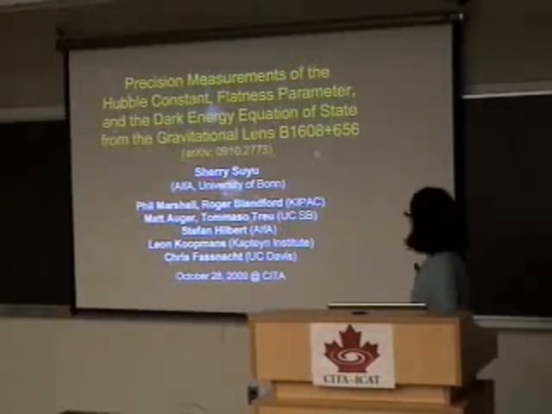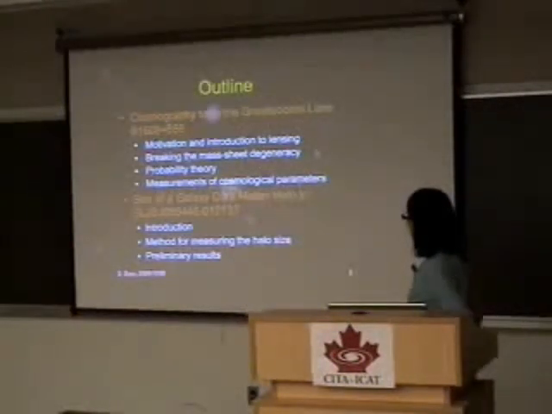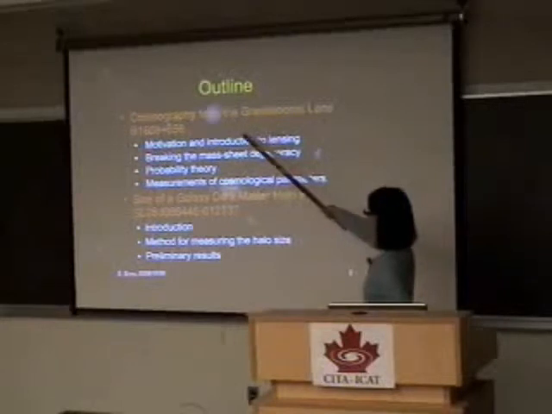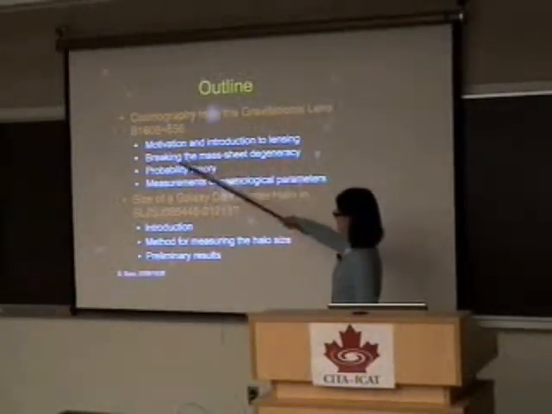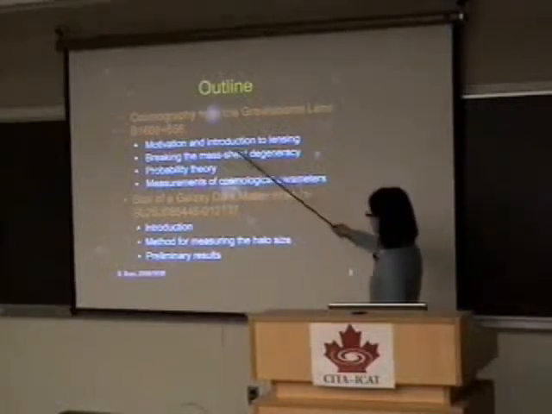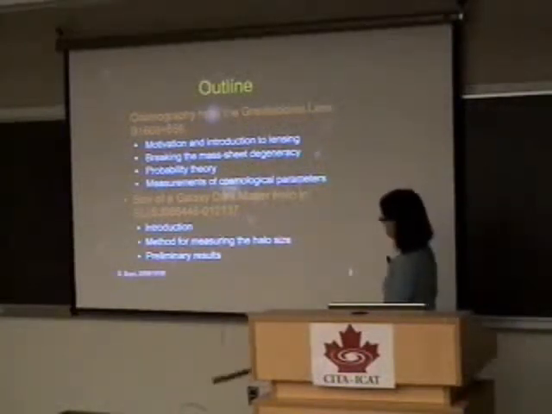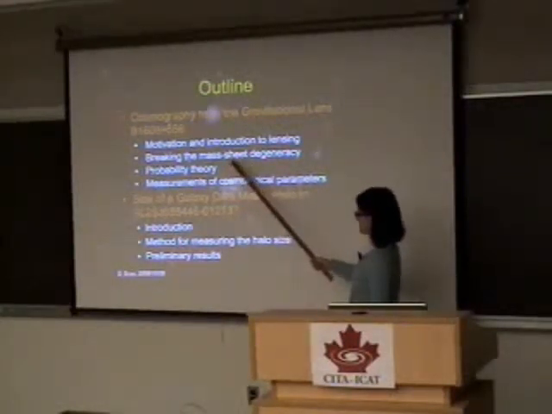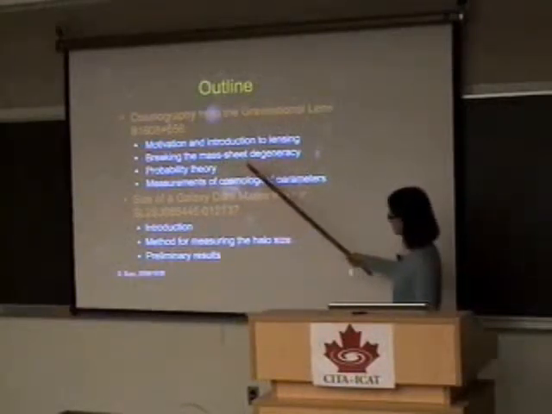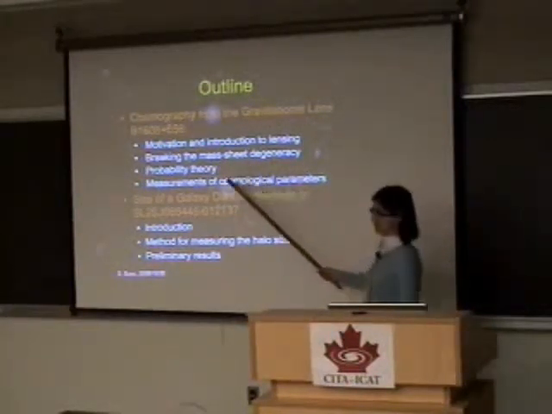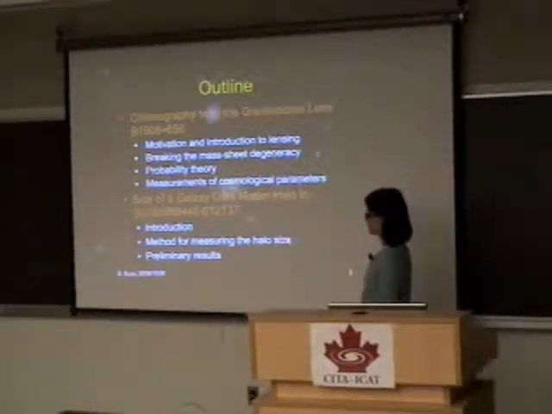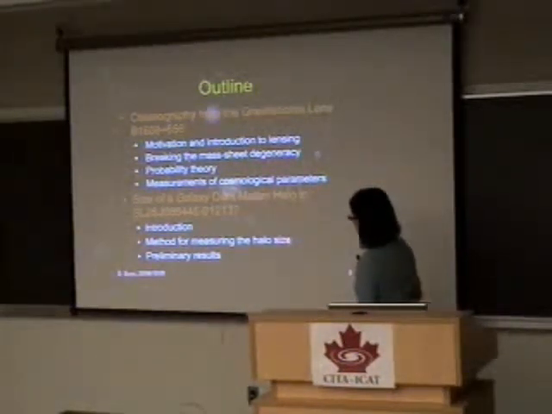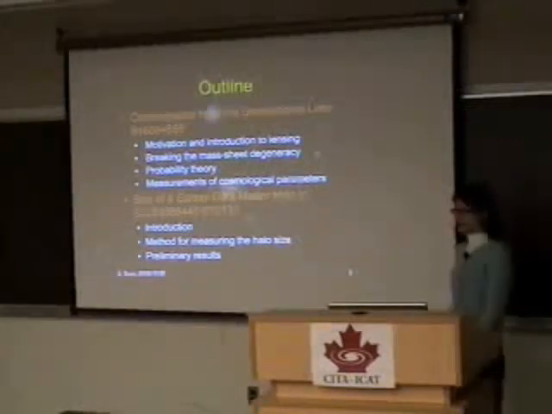Here's a quick outline of my talk. The first one is on the main title, or the short title, Cosmography from 1608. I will describe the motivation and give a brief introduction to lensing. I will explain what the mass sheet degeneracy is and how we break it. I will outline the probability theory for combining the multiple data sets we have on 1608. And finally, present the measurement of cosmological parameters from 1608.